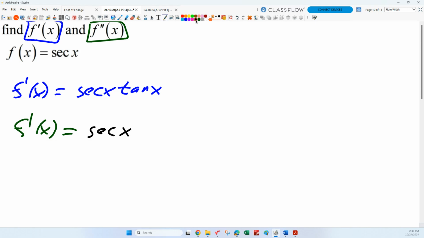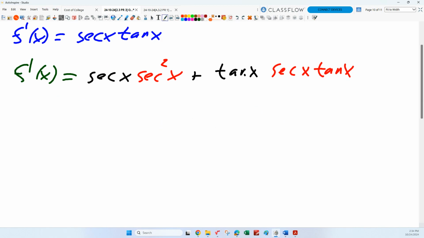Secant x times secant squared x plus, product rule is plus, right? Plus tangent x times secant x tangent x. Okay, let's simplify that a little bit. What could I do?